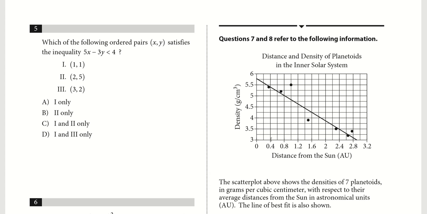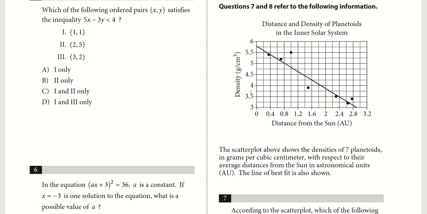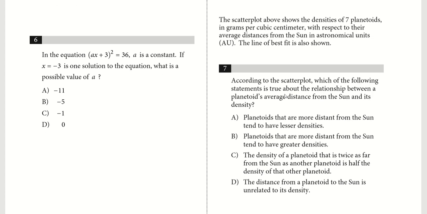So here we have the distance from the sun, here we have the density, and we can see by the regression and just the general pattern that the farther away from the sun, the lower the density. So let's see which of the answer choices actually corresponds with this.